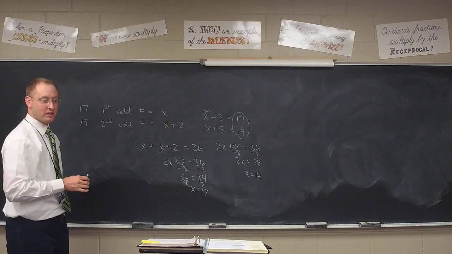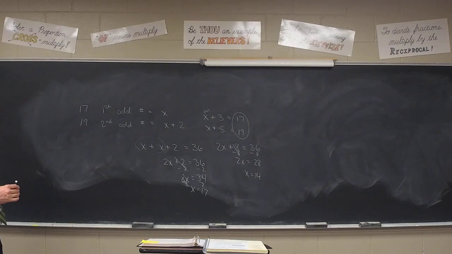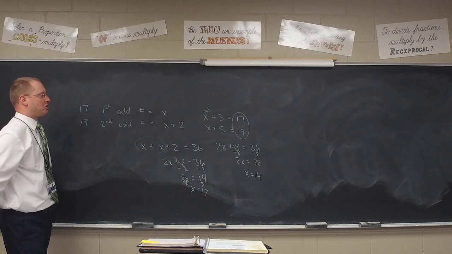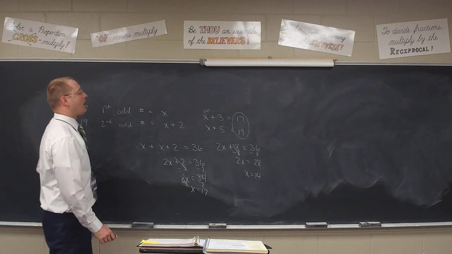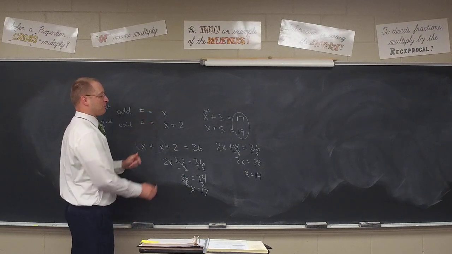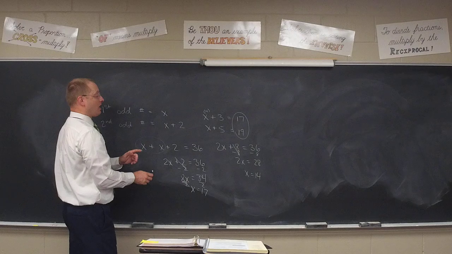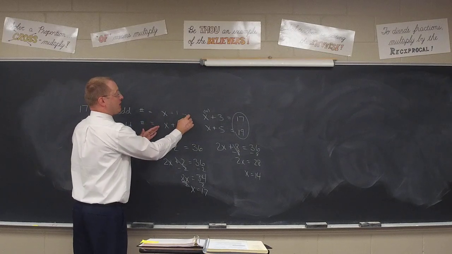Yes, ma'am? For the 2 numbers, I got 16.5 and 19.5. But like, you didn't use this equation? No. What did you do? It was 2x plus 3 equals 36. Ah, so what were your 2 unknowns? x plus 1 and x plus 2? Yeah. Okay, well, in that case, do you see how they're only spaced out 1 apart?